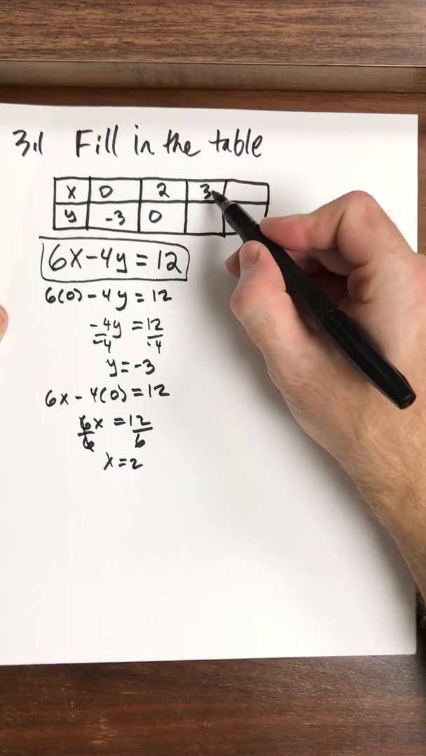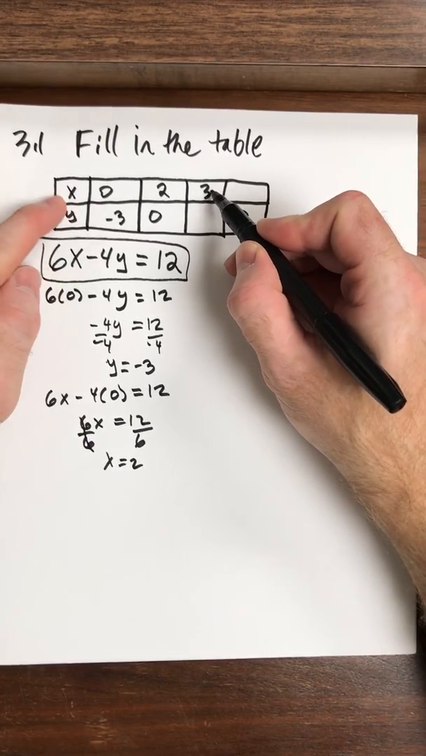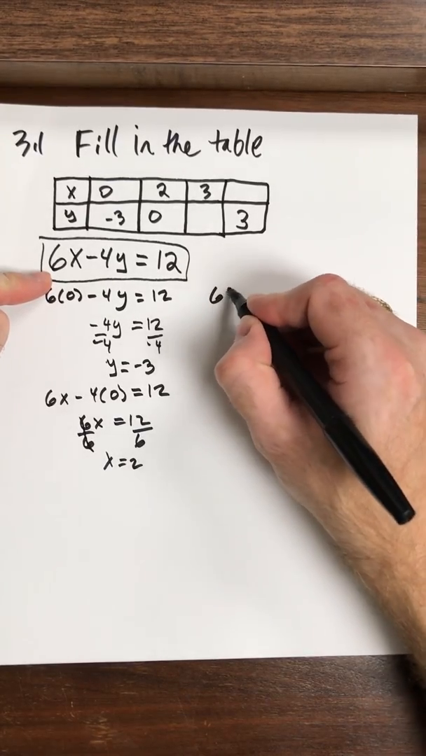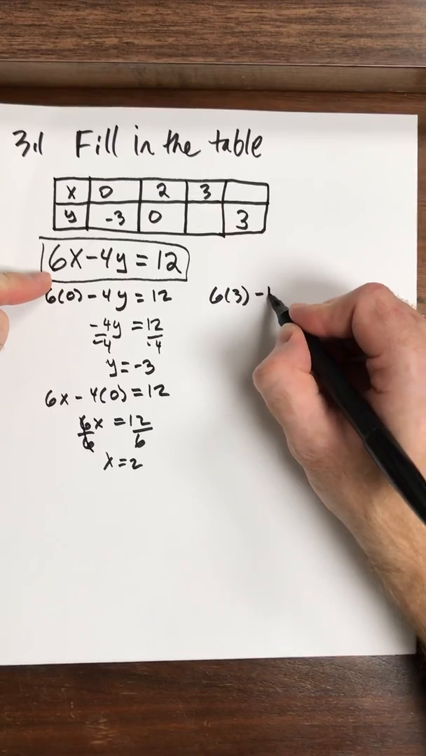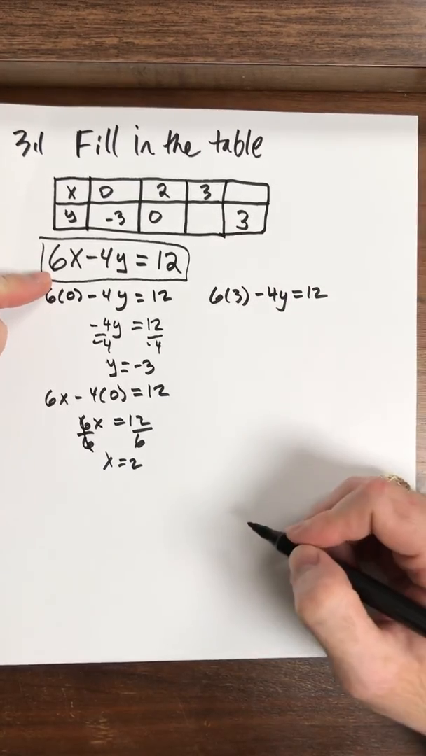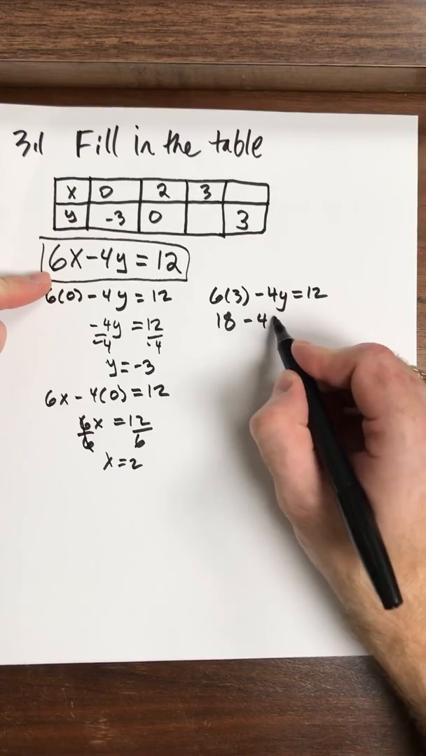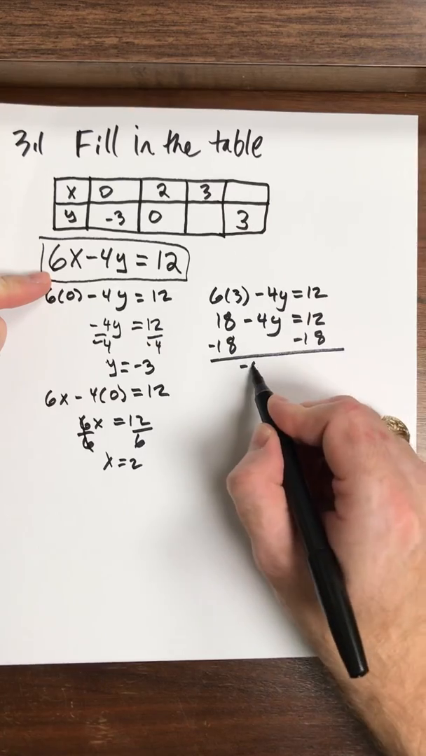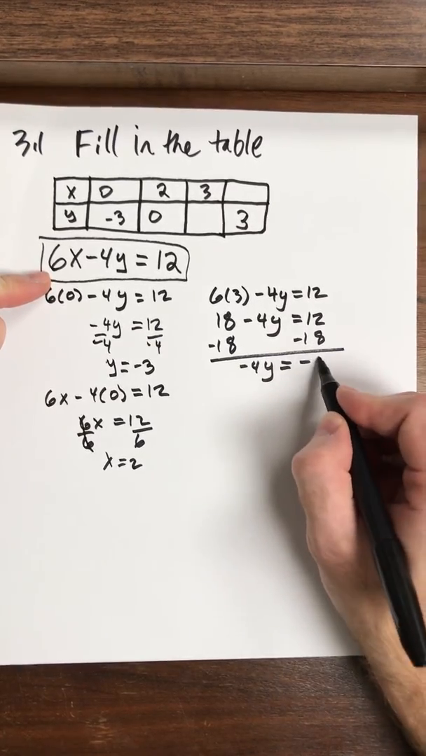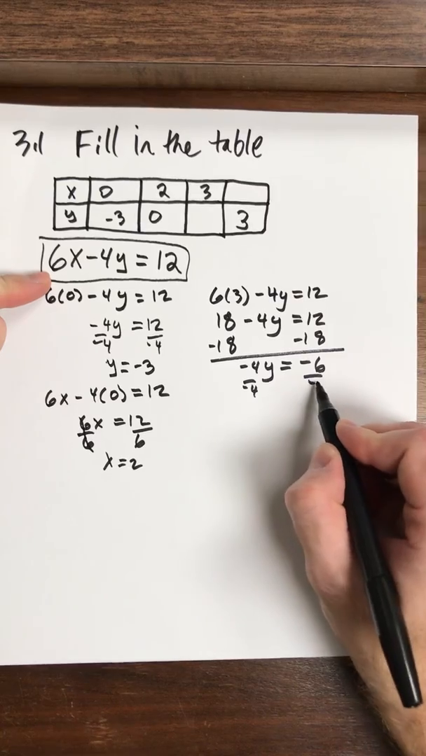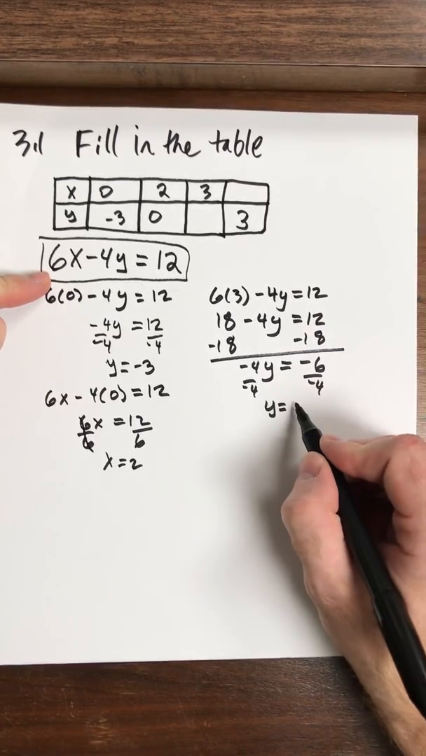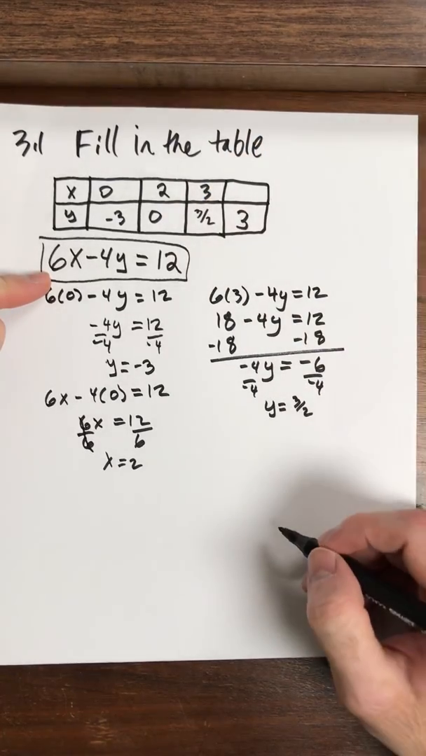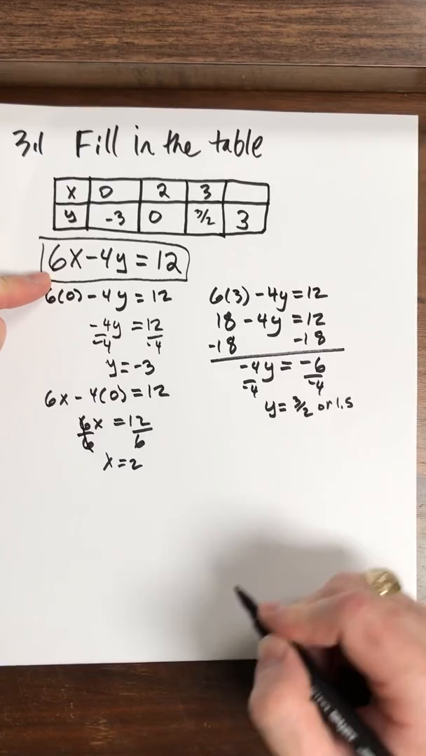Now it's the same thing for this one. X equal to 3, so I take and I put a 3 in here. So 6 times 3 minus 4y equals 12. So that's 18 minus 4y equals 12. Subtract 18, so negative 4y equals negative 6. Divide by negative 4, negative and a negative make a positive, 3 over 2. So 3 over 2 here, or 1.5 decimal.